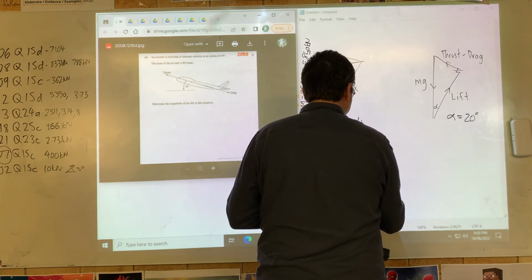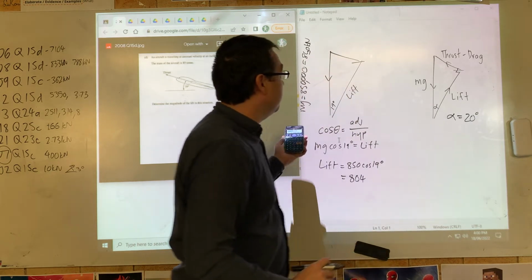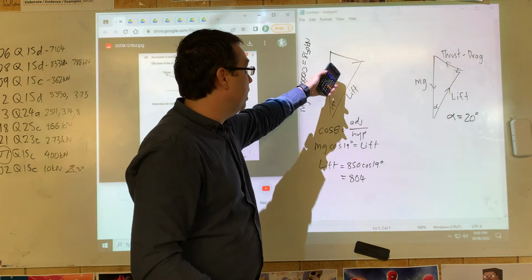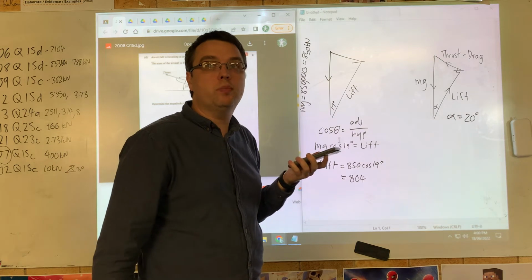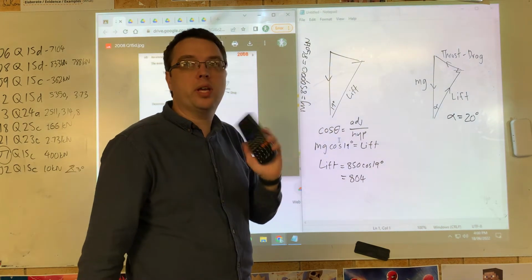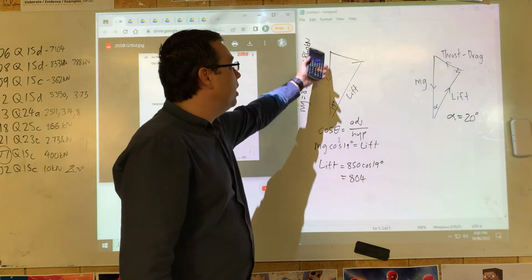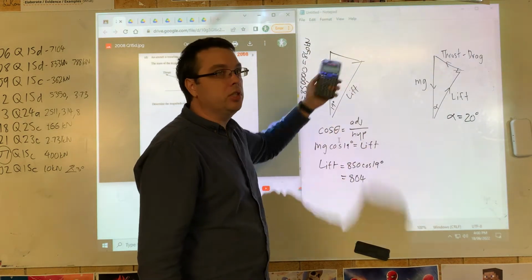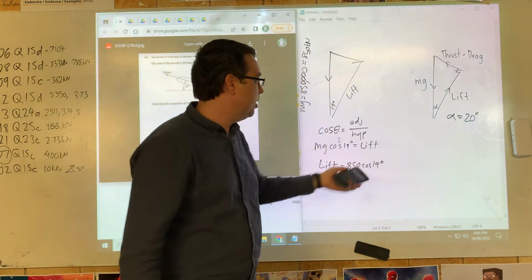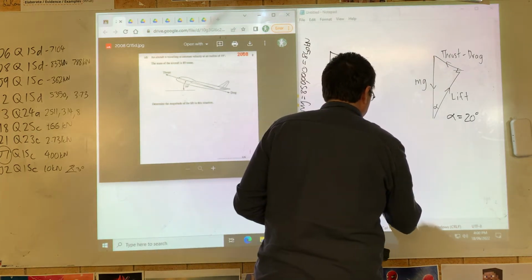804. Now, just a quick check. I look at this picture and it says, well, 804, this looks like it should be pretty close. We could actually do this graphically, just measuring. We would be allowed to do that if your calculator broke for some reason. You would be able to just draw something like 85 millimeters. And if you measured that this was 80.5 millimeters, you'd be able to say, okay, well, that's our answer, kilonewtons.